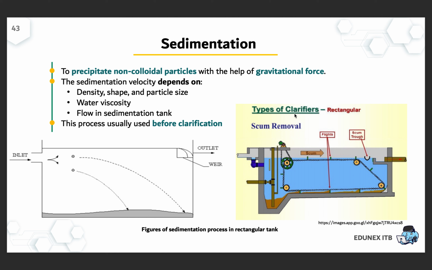These are the types of sedimentation tank. This is the rectangular sedimentation tank. Just like I said, usually we have an inlet and an outlet here, and along the way our particles will be separated and then deposited on the bottom of the tank. To get rid of that deposited particle, usually we have what we call flights like this, which will get rid of the scum, the sludge or the deposited particles on the bottom of the tank.